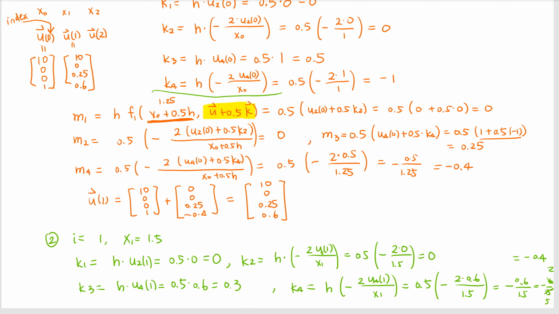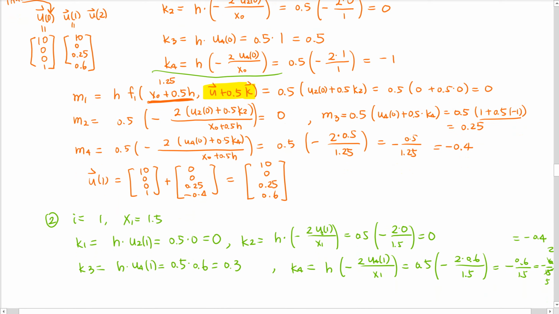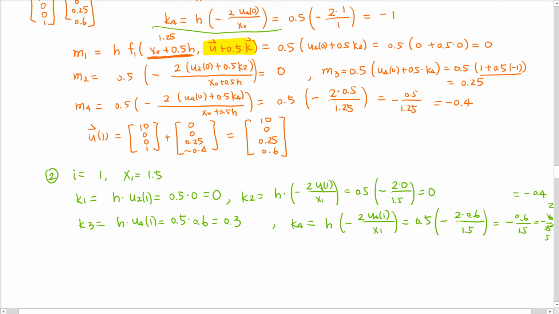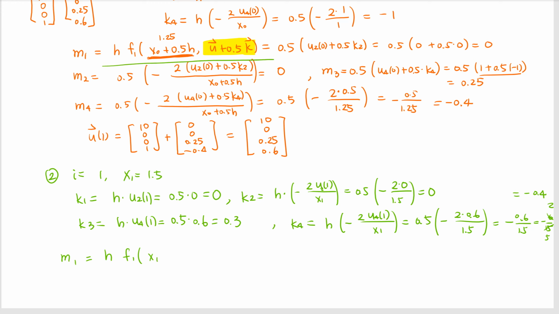So far, so good, everybody. So now we get the K's. How about the M? Well, M1 is then F1 of this, increase the index. So we're using this formula, just increase the index. So x1 plus 0.5h, and then this is u, now u of 1 plus 0.5k's.